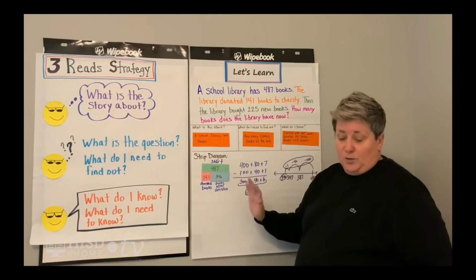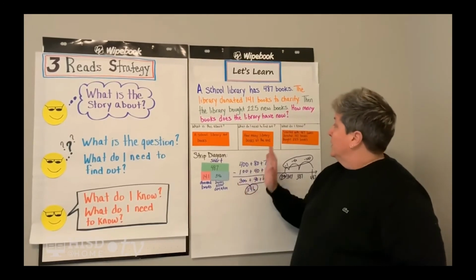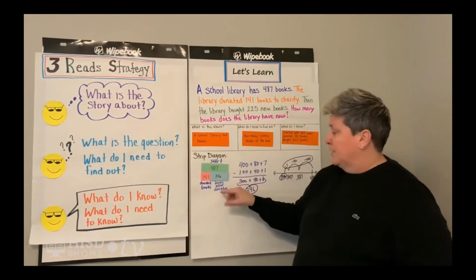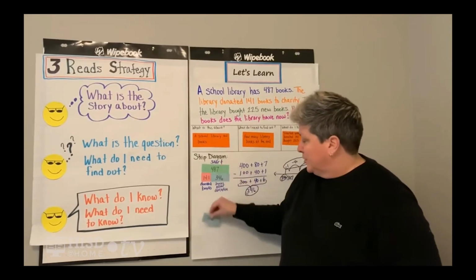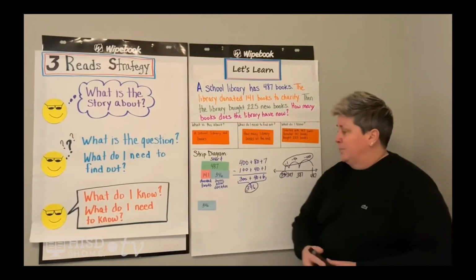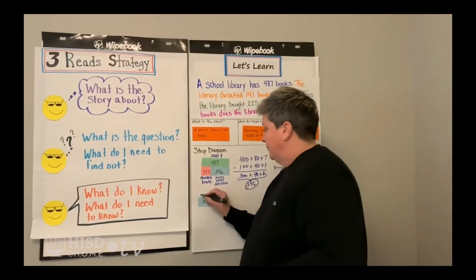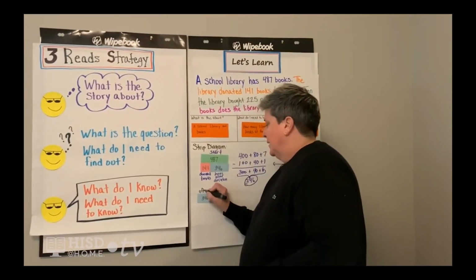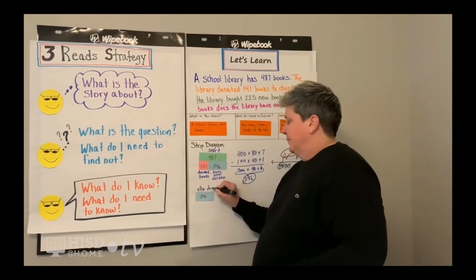So we know that we're not done yet. So now I know how many books I have after the donation. So let's go ahead and start our next strip diagram. So I've got 346 books after the donation.